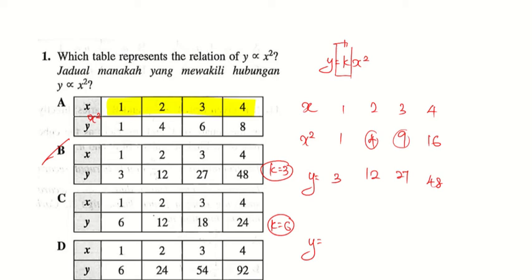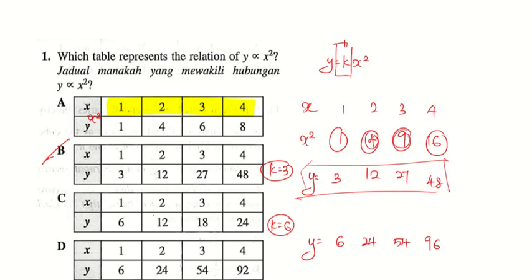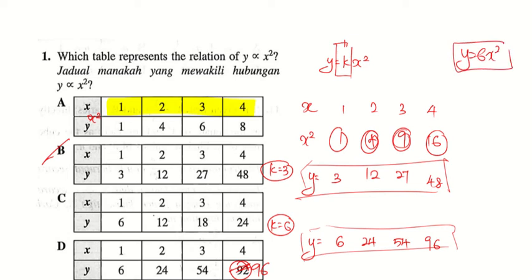So y equals 6 times x squared. It will be 6. It will be 24. 6 times this one is 54. 6 times this one is 96. It's either this set of data or this set of data. So this one is wrong. If they give you 96, that means it is y equals 6x squared. This is the formula. If they give you y equals 3x squared, this is the formula. y equals 6x squared is directly proportional to x squared. So B or D if it is 96 over here.